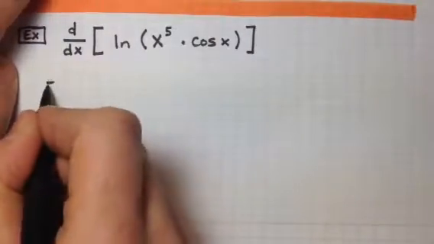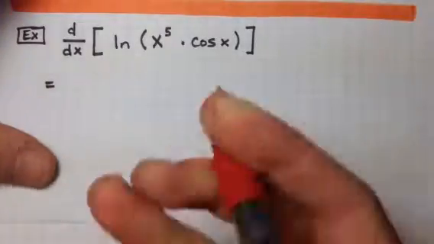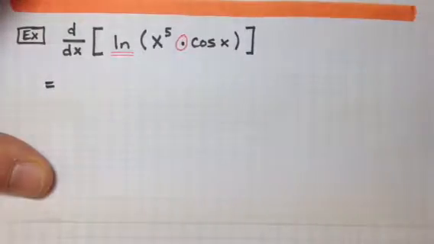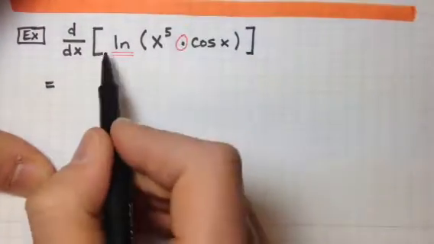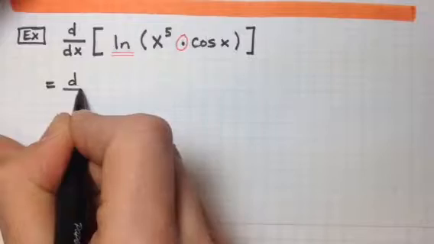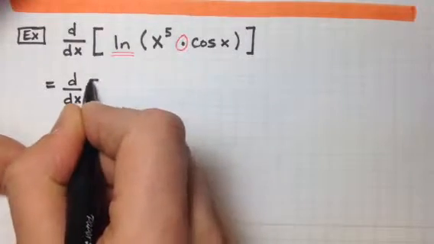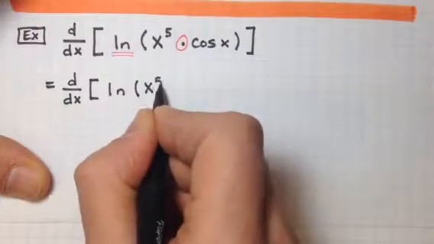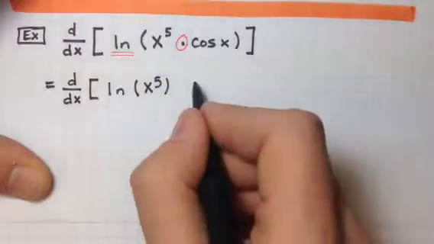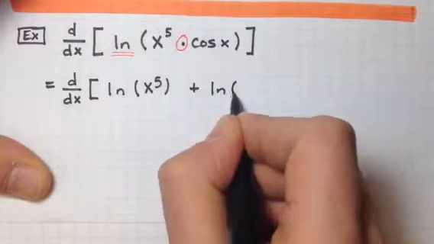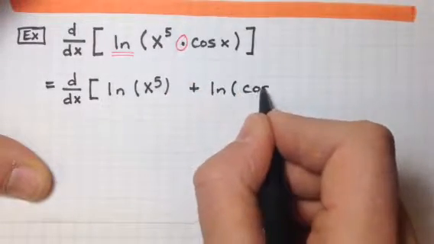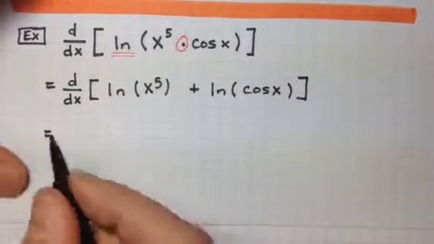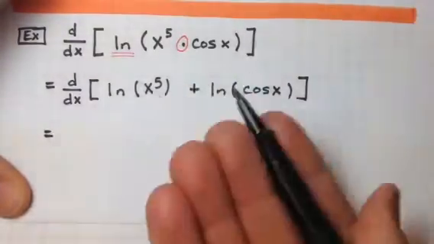So what I'm going to suggest is that instead you could note that we have a product inside a log. And if we have a product inside a log, we may rewrite this expression as the natural log of the first term, the x to the fifth is acting like A, plus the natural log of the second term, the cosine of x is acting like B. Well, now we've got two separate expressions to take the derivative of.